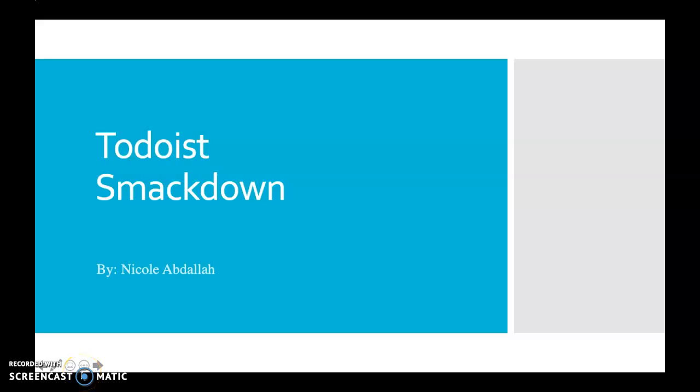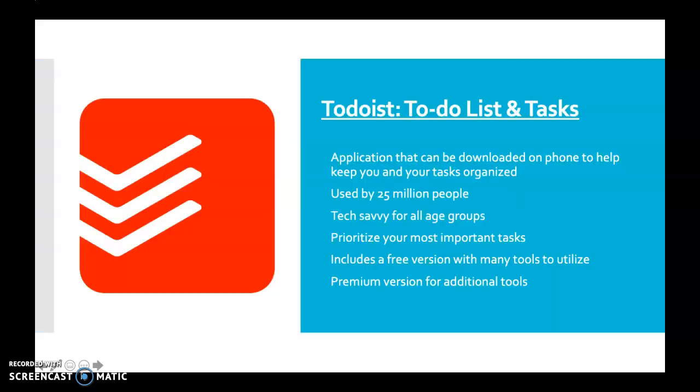The app that I chose to demonstrate and explain to you guys is called Todoist. Todoist is an application that can be downloaded on the phone to help you keep track of your tasks and stay organized. It's used by 25 million people. It is tech savvy for all age groups. It prioritizes your most important tasks.